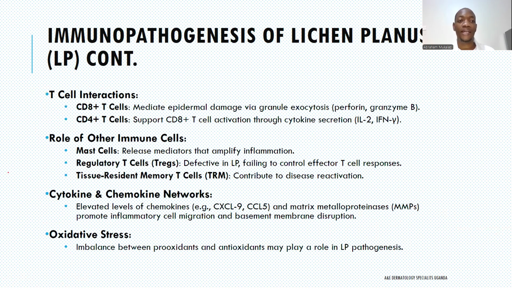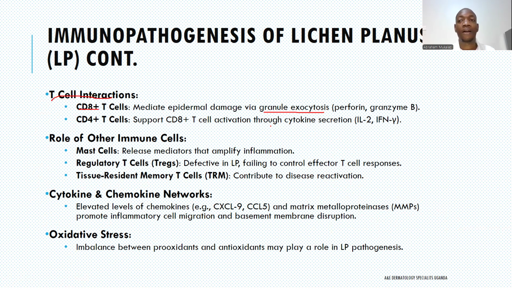So if you are to look now at each particular cell and what it does, in this case we are starting with the T cell lines. If you start with CD8, those are the cytotoxic T cells. Usually, they will come and mediate epidermal damage via granule exocytosis. They form perforins and granzyme B that damage the keratinocyte. So the difference, if it was psoriasis, is that in psoriasis you have proliferation of keratinocytes, but they don't die. You don't have necrotic keratinocytes.